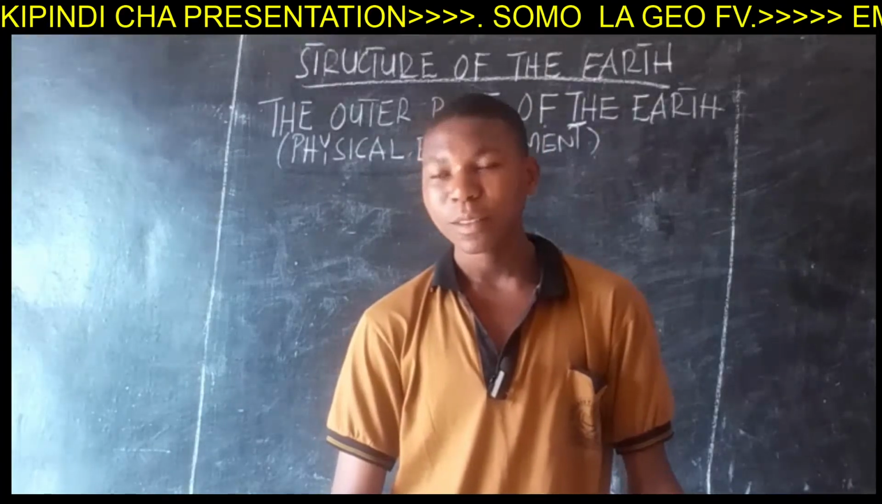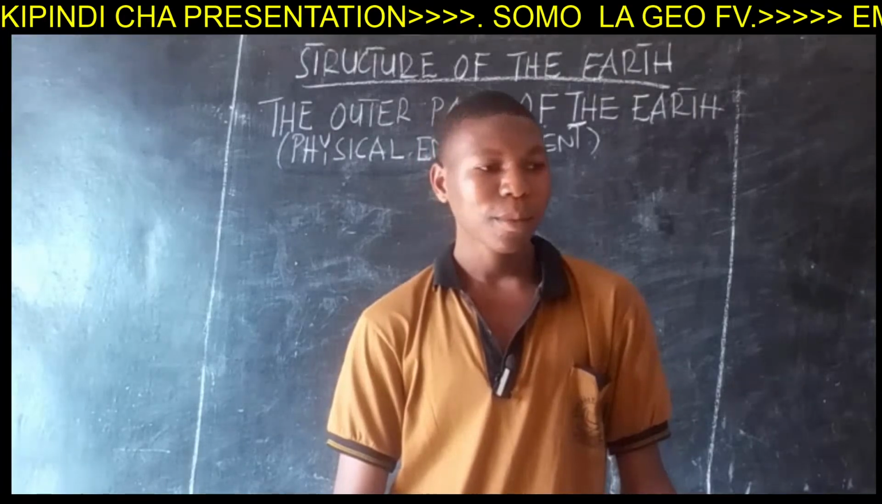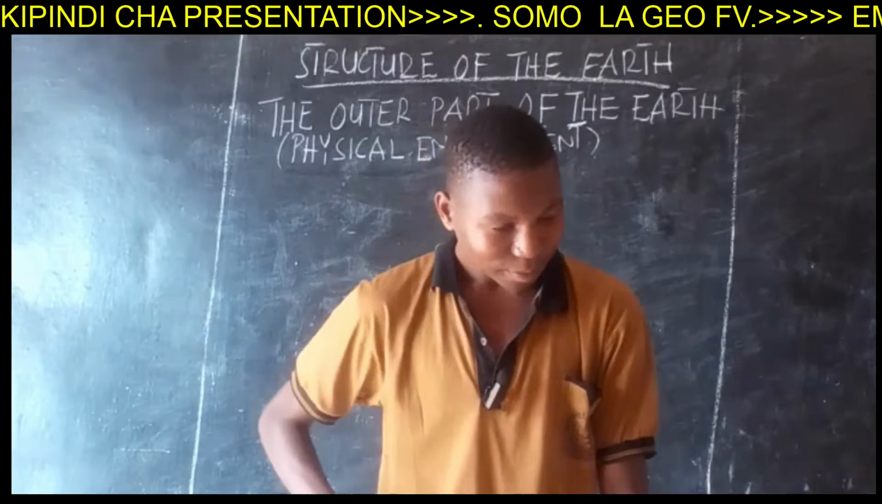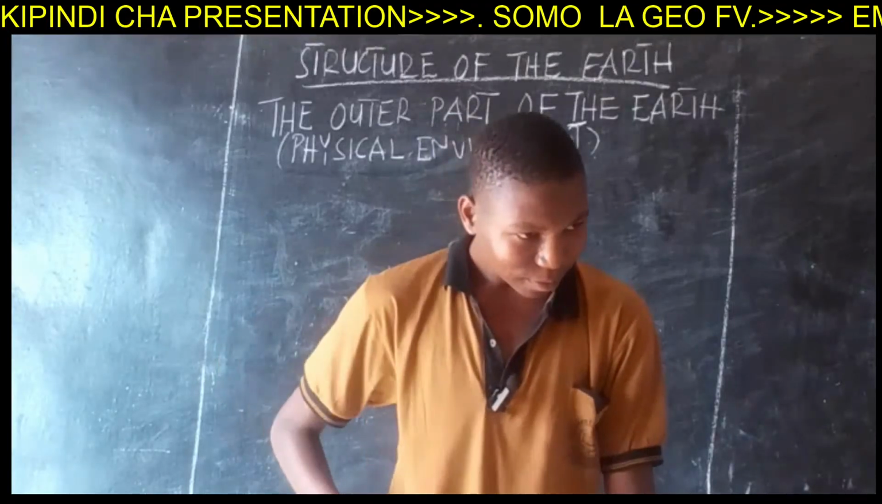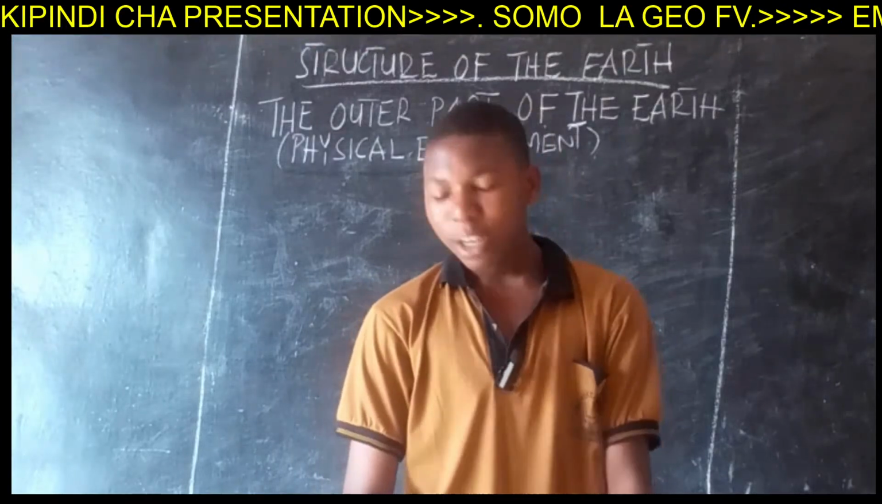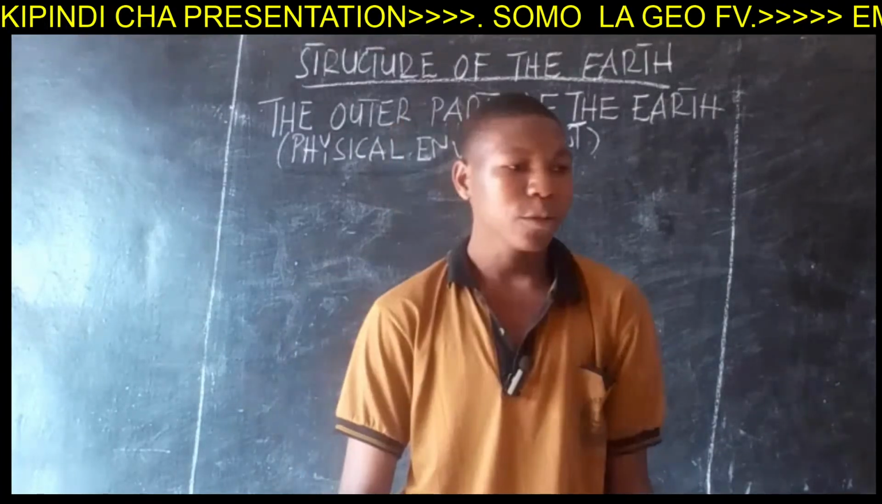Another question. I have a question for the young brother. Which is the second layer of the homosphere? The second layer of the atmosphere is the stratosphere.